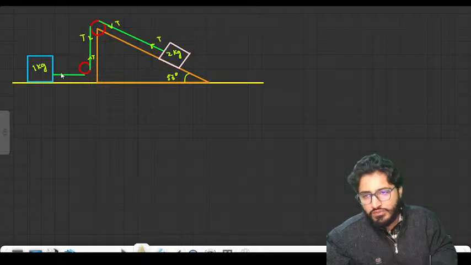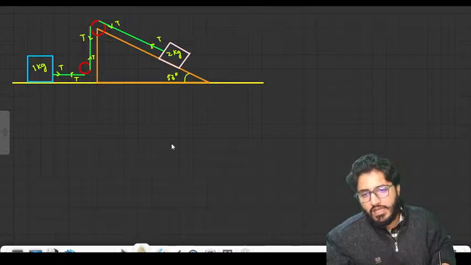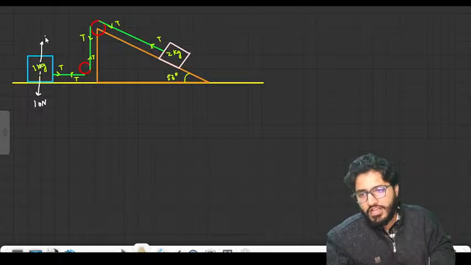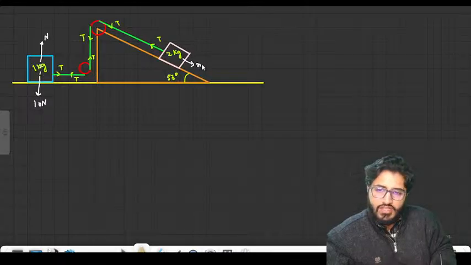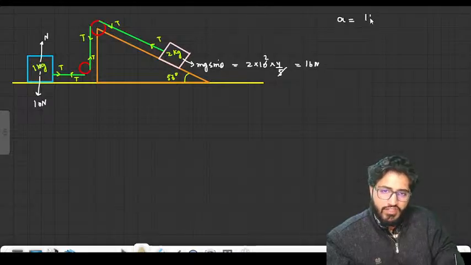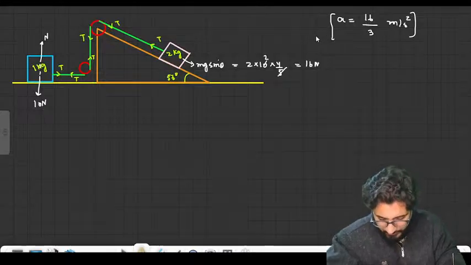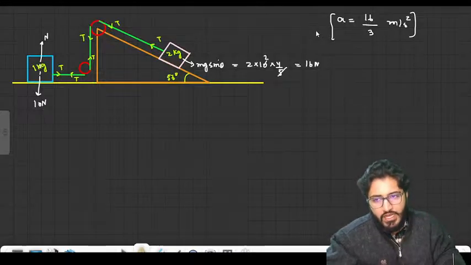Tension will be the same throughout. Now take FBD. 10 Newton is balanced by the normal reaction force. Here mg sine theta. M is 2, g is 10, sine 53 is 4 by 5. 5 1s are 5, 5 2s are 10, 4 4s are 16, 16 Newton. What is acceleration now? Is it 16 divided by 3? 16 by 3 meter per second square. Find tension.